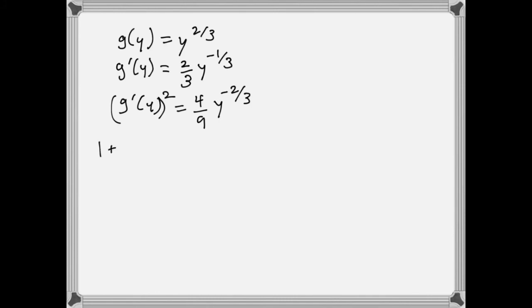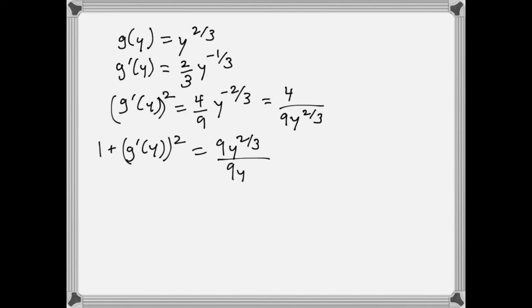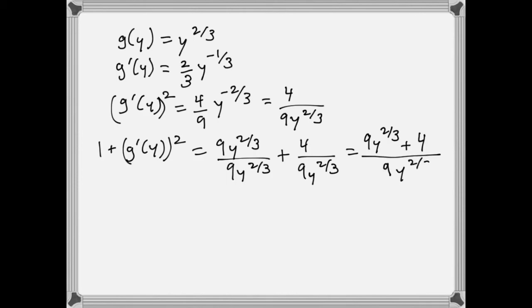Now if we add 1 to it, we end up with the common denominator. So this actually looks like this, 4 over 9y to the 2/3, right? And so if we're going to add 1 to that, it makes sense that we're going to write 9y to the 2/3 over 9y to the 2/3 plus 4 over 9y to the 2/3. So if we add those together up top, we get 9y to the 2/3 plus 4, and the bottom we get 9y to the 2/3.